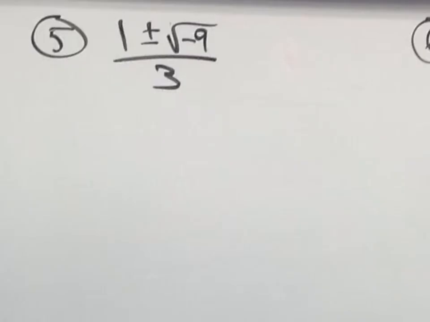Right here on number 5, it's a little different because we actually get complex answers. What is the square root of negative 9? 3i. Hopefully everybody knows. The square root of negative 9 is 3i. So what I'm going to do is simply replace the square root of negative 9 with 3i. So I have 1 plus or minus 3i over 3.